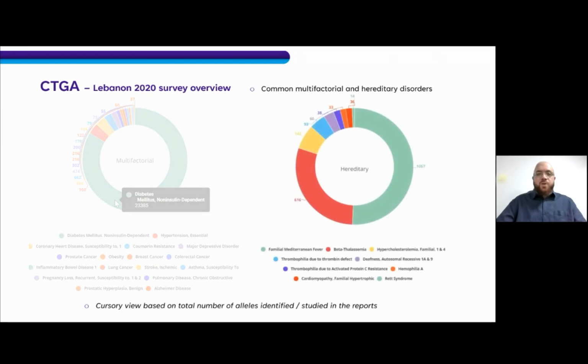And common inherited disorders tied to the region include familial Mediterranean fever and more broadly beta thalassemia, studied in many patients with many variants. Hypercholesterolemia is another example, mainly attributed to the Lebanese allele that is prevalent in the region. And notably, specific subtypes of recessive deafness were also described in many subjects.